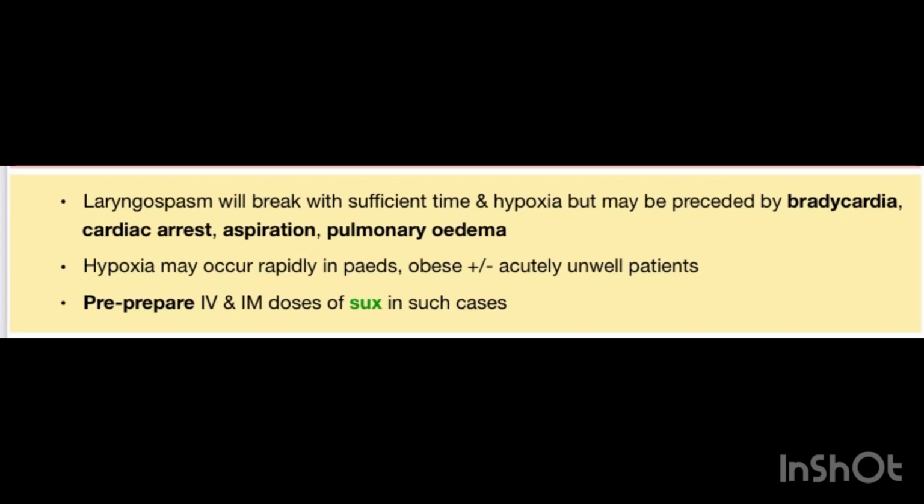Furthermore, if laryngospasm is not broken with sufficient time, hypoxia may be preceded by bradycardia, cardiac arrest, aspiration, and pulmonary edema. Hypoxia may occur rapidly in pediatric, obese, and acutely unwell patients. Prepare IV and IM doses for such cases. Patients who are pediatric, obese or acutely unwell are more likely to desaturate quickly. Laryngospasm can lead to bradycardia, cardiac arrest, aspiration and pulmonary edema, so we have to prepare suction in this case immediately.